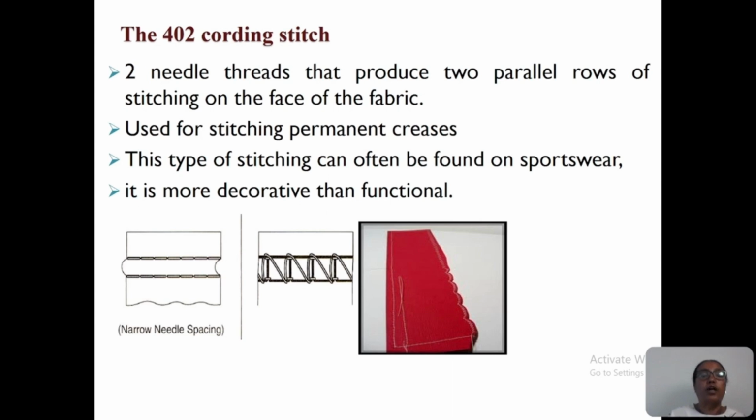Another 400 type is 402, cording stitch. This stitch uses two needle threads that produce two parallel rows of stitch on the face of the fabric. This one is sometimes a decorative stitch. Use it for stitching a permanent crease.